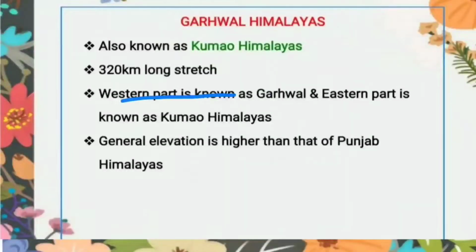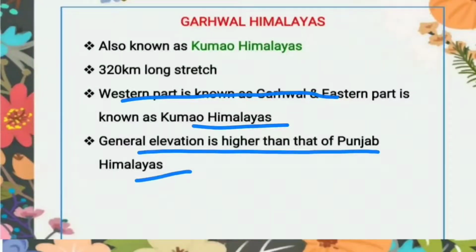Okay, so in the western part they are known as the Garhwal, and in the eastern, it is not that in the west part of India they are known as Garhwal, no, but their extension, their spread divides them into two parts, west and east, and the west of these Himalayas is known as the Garhwal, and the east of those Himalayas is known as the Kumaon Himalayas. Their elevation is generally higher than that of the Punjab. If the Punjab Himalayas have an elevation of this height, the elevation of the Garhwal will be a bit higher than that.